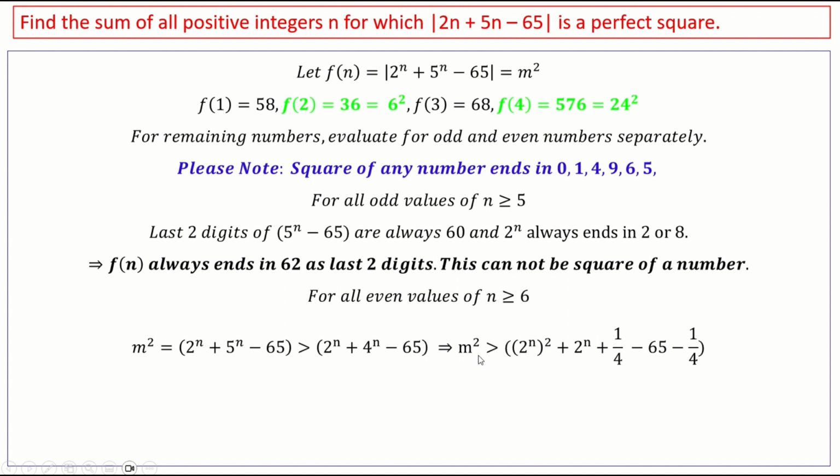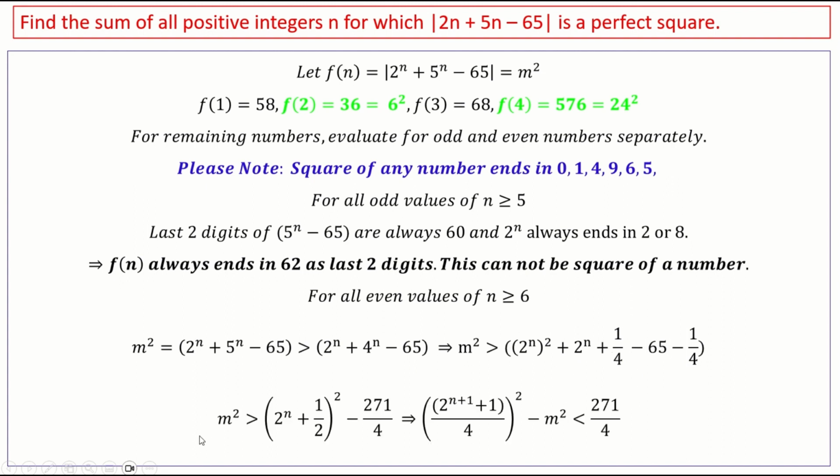Now I write m square. This is m square, right? m square is greater than 2 power n whole square. From where has this come? This is 4 power n. I will rewrite it as 2 power n whole square plus 2 power n, and I am adding plus 1 by 4 minus 1 by 4, so that this will become 1 by 2 whole square. Then the 2ab term will become 2 power n. Okay, this will become a perfect square then.